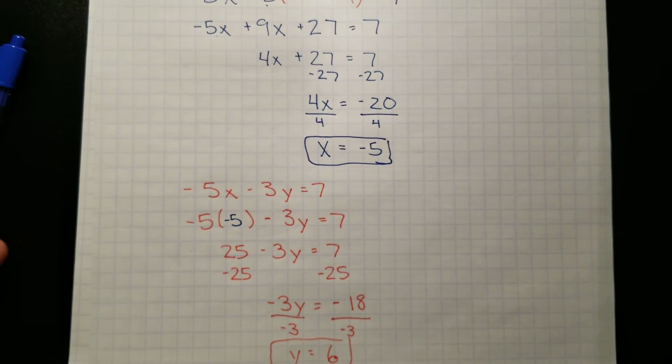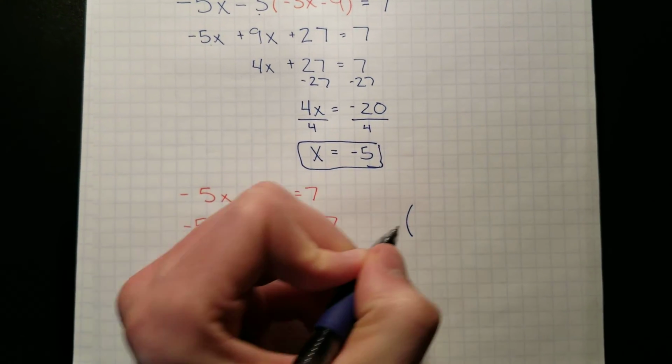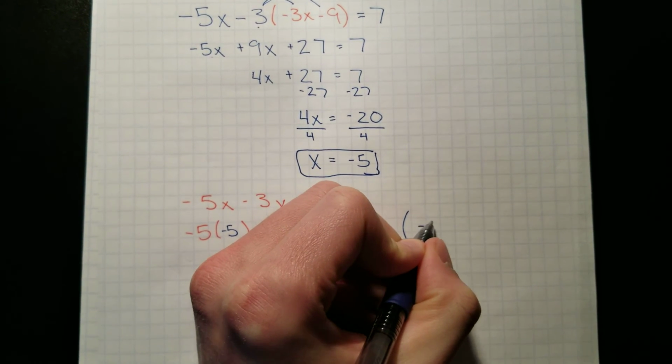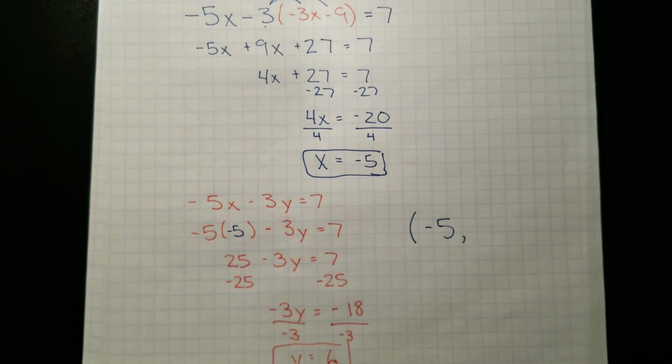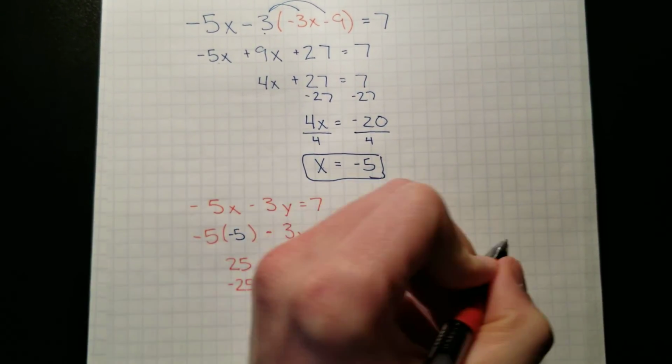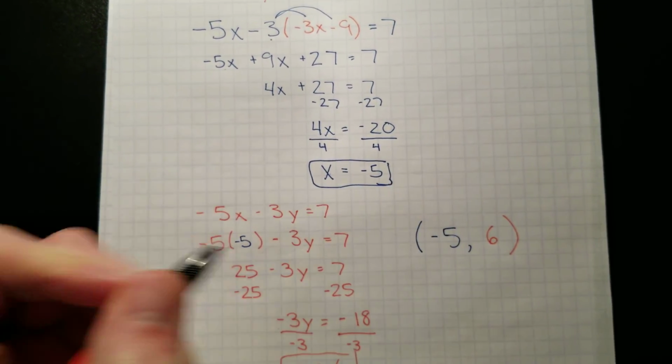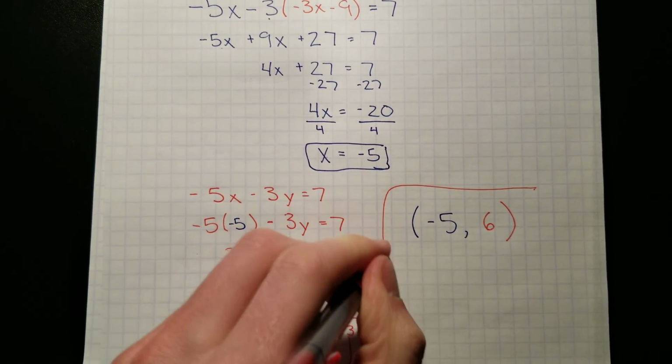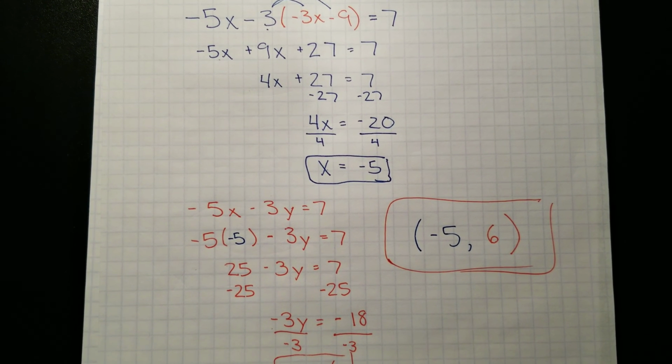We have the x and the y. We can write those as a point. So remember, x goes first, so that's -5. And y goes second, so that is a 6. So our solution, -5, 6.